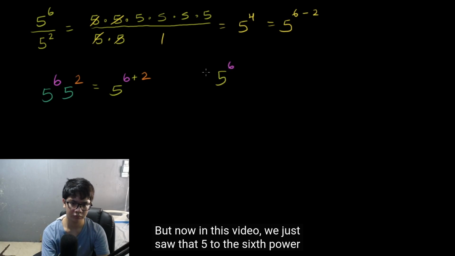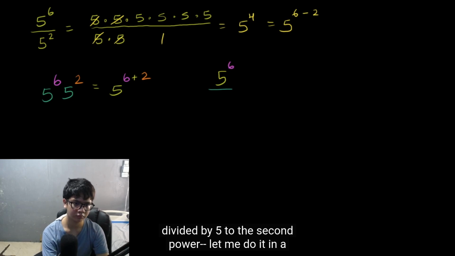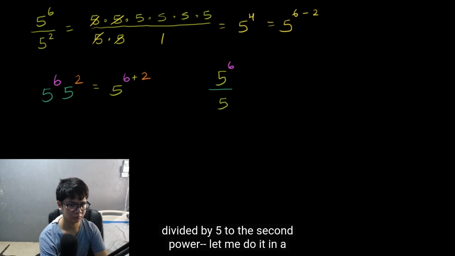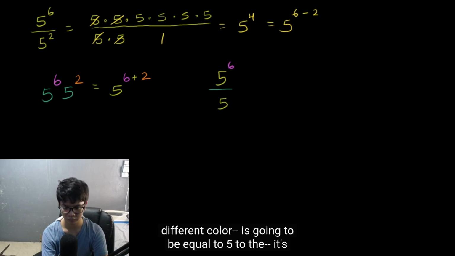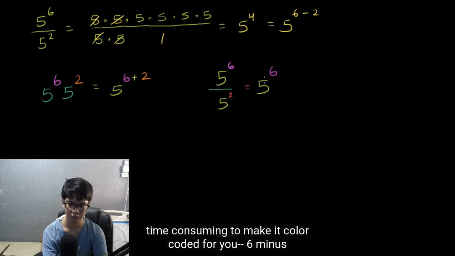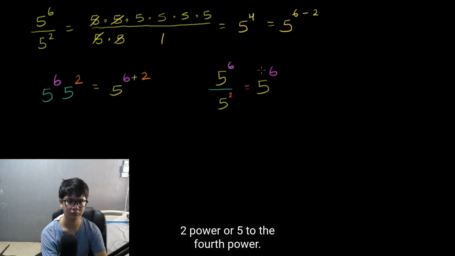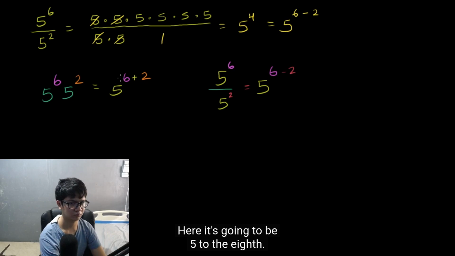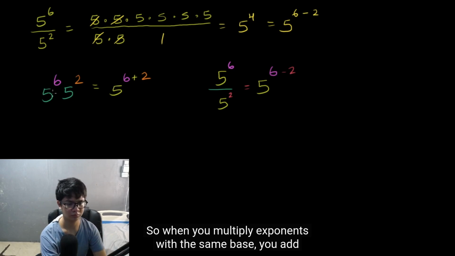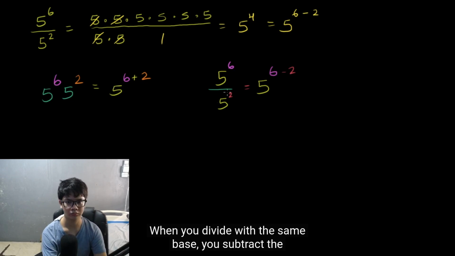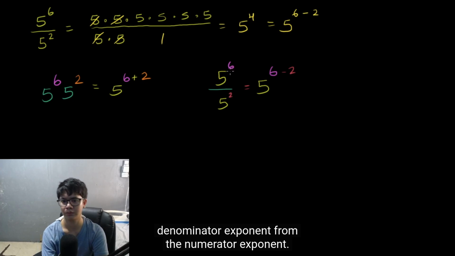But now in this video, we just saw that 5 to the 6th power divided by 5 to the 2nd power is going to be equal to 5 to the 6 minus 2 power, or 5 to the fourth power. Here it's going to be 5 to the eighth. So when you multiply exponents with the same base, you add the exponents. When you divide with the same base, you subtract the denominator exponent from the numerator exponent.